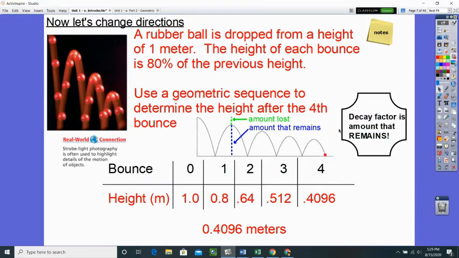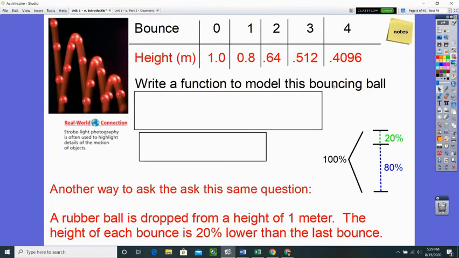Now I want to talk about decay factor. So this was the original height. So right here is 100% of where we started. When it bounces, it only comes up 80%. So where I'm drawing a line, that's 80%. It lost 20%. So it dropped 20% and 80% remained. Your decay factor is always the amount that remains. So in this case, your decay factor would be 0.8. Kind of gave it to you in the problem.